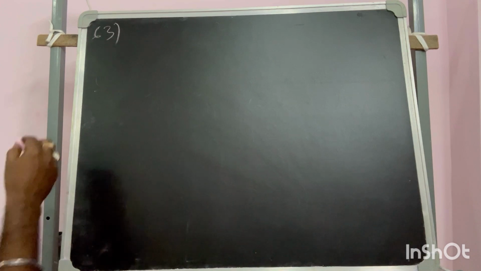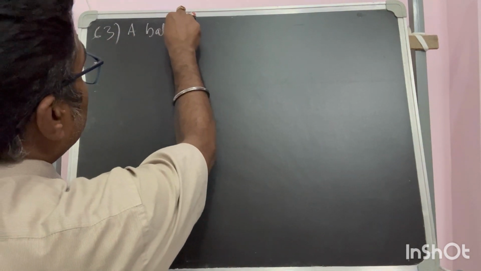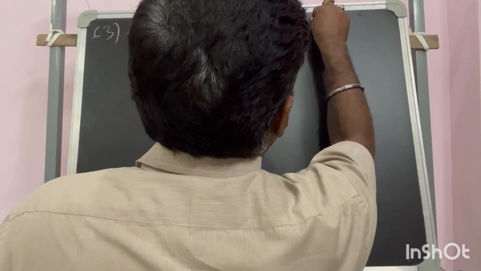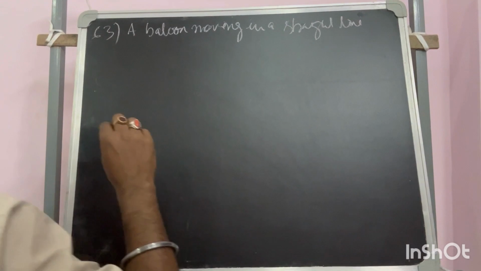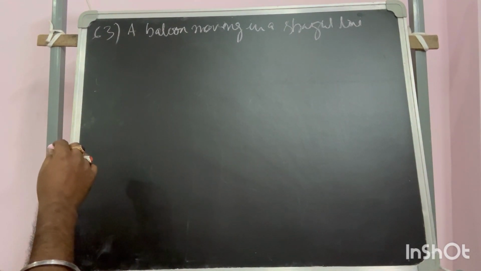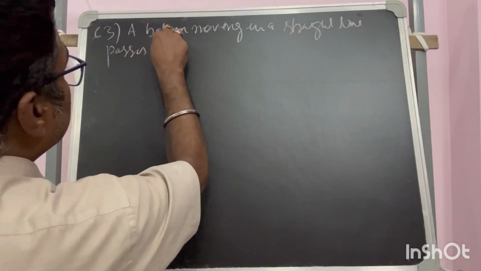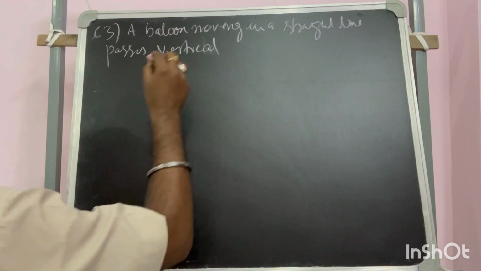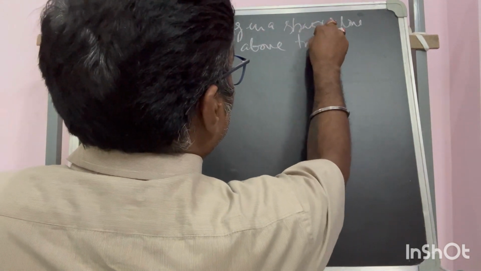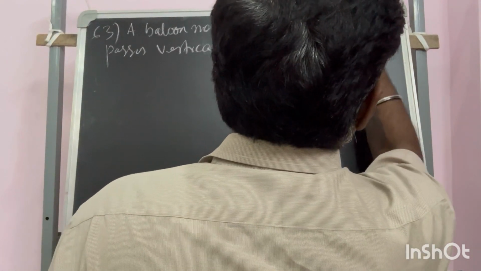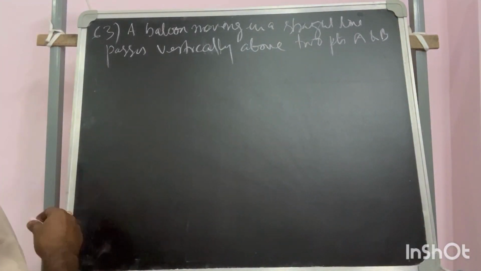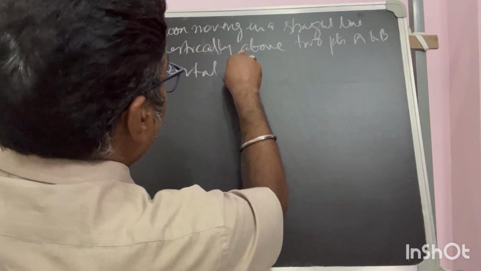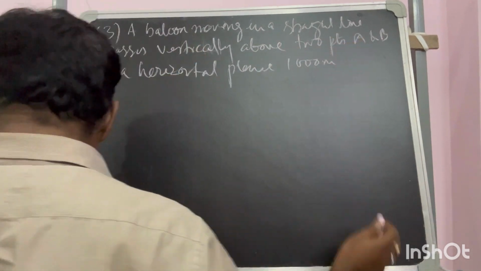A balloon moving in a straight line. It says a balloon moving in a straight line passes vertically above two points A and B, 2 points A and B on a horizontal plane, 1000 meter apart.